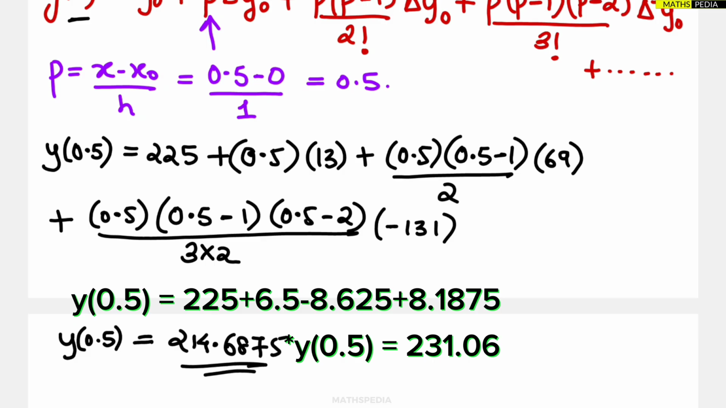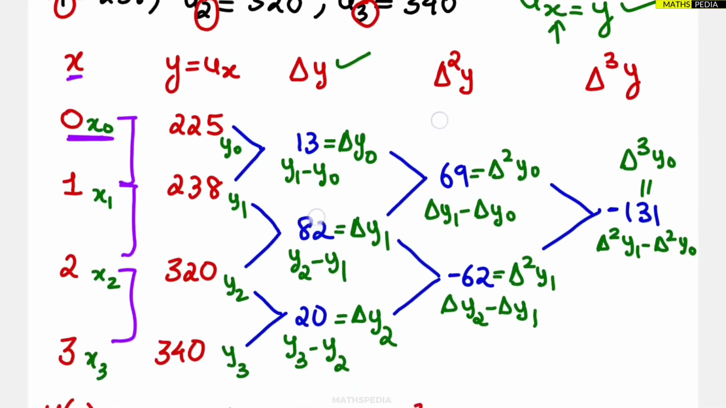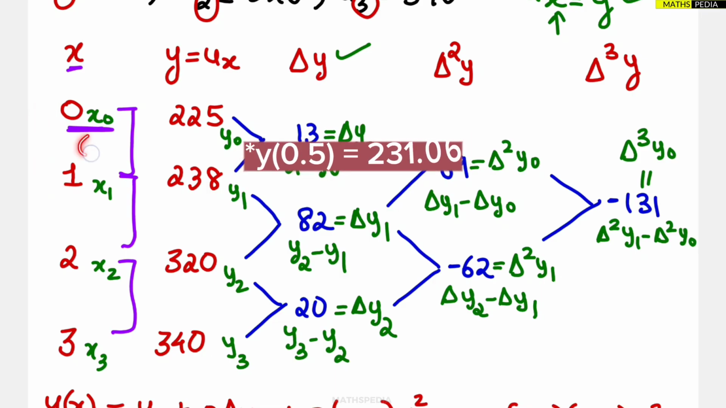How to verify whether you have got the right answer or not? See, what we have found out is y of 0.5. 0.5 is the x value, x equal to 0.5. Where does it lie? It lies between 0 and 1. Here 0.5 is sitting. Now if we check the corresponding y values, they are 225 and 238.